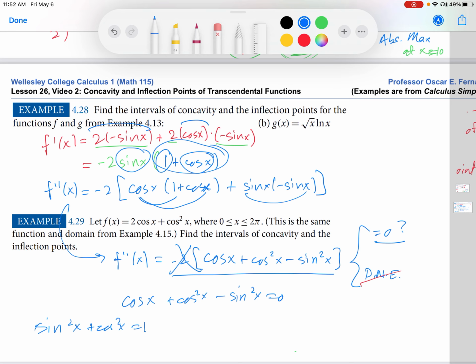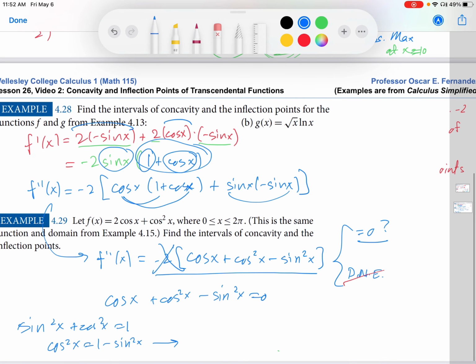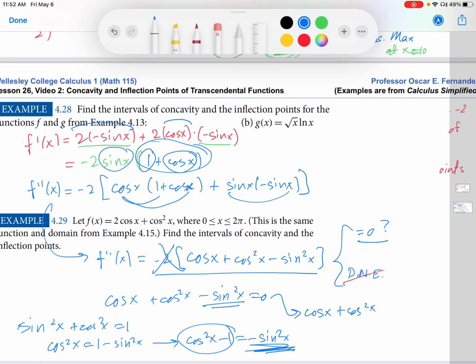So if I move over the sine squared, I get cosine squared x equals 1 minus sine squared x. And then if I move over the 1, I get cosine squared x minus 1 equals minus sine squared x. That's exactly the term I have here. So I can substitute this in for negative sine squared x, and that will leave me with plus cosine squared x minus 1 equals 0. Great, so this entire term became this, and that's over here.